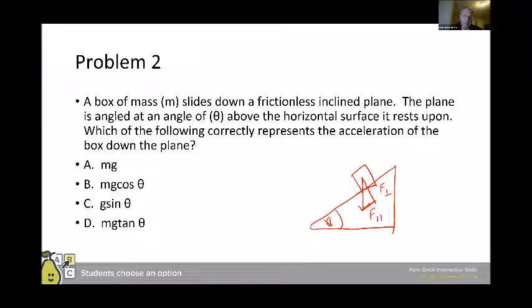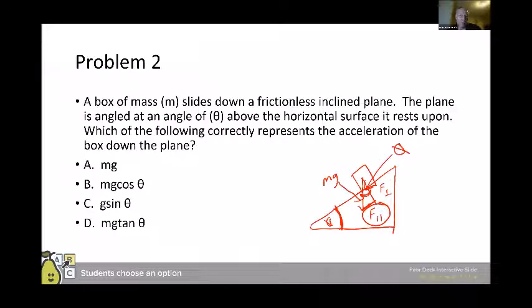When you break it into components in this manner, when you're on an incline, if this is angle theta, this angle right here is also going to be theta. And remember that this side of my triangle was the weight, mg. So the net force down the plane, the net force along the plane, is this parallel component of the weight.